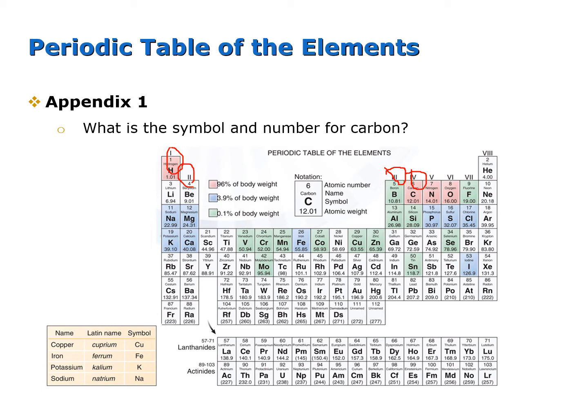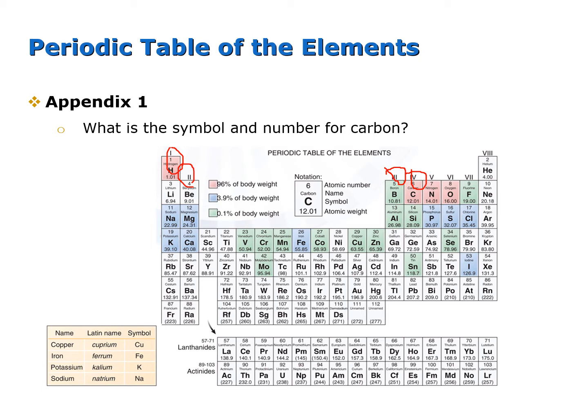Let's take another example. Let's look at sodium. You will hear a lot about sodium, or natrium, as it's called in Latin. If we look at this, you see that the atomic number is 11. The name again is sodium, the symbol is Na, and the atomic weight is 22.99.